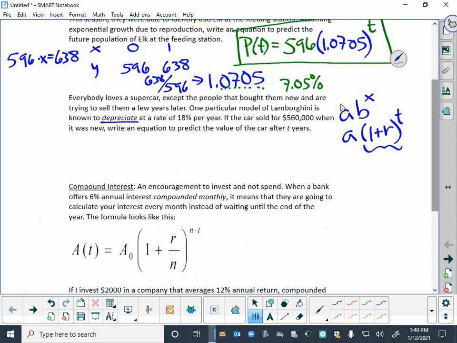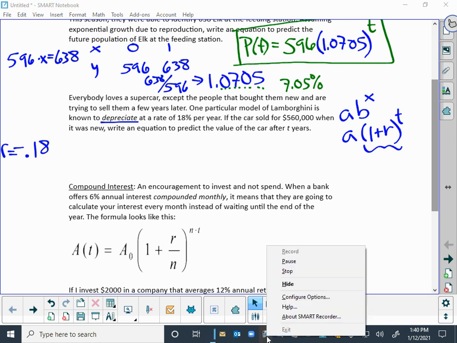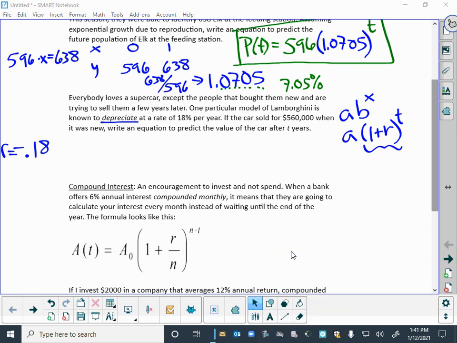Well, in this case, it's giving us an 18%. We never use percents in problems. We always change them into decimals. And in fact, since this is depreciation, that gives us an R value of a negative. So again, R is a negative 0.18 because this is depreciation. And if we follow this pattern, then the A is the initial value. Oftentimes you'll see this written as an A0.